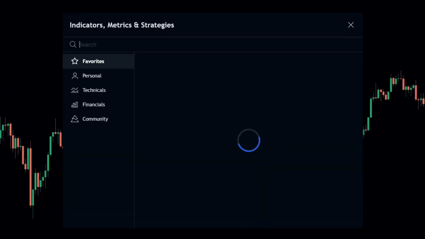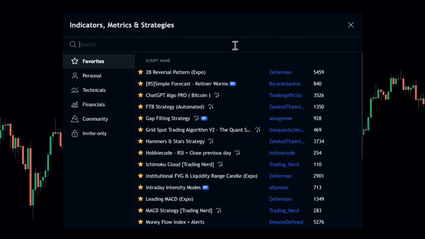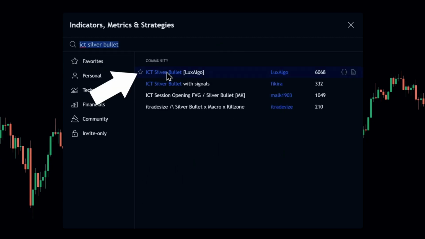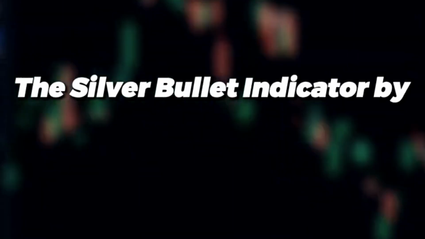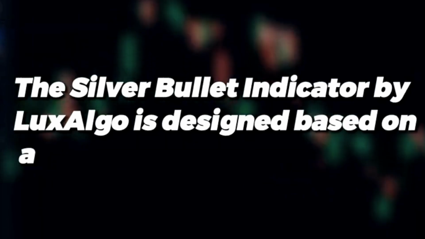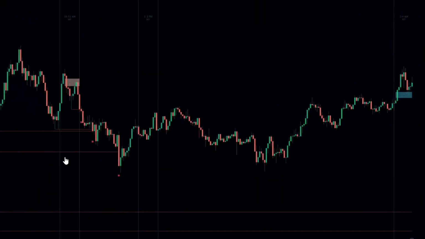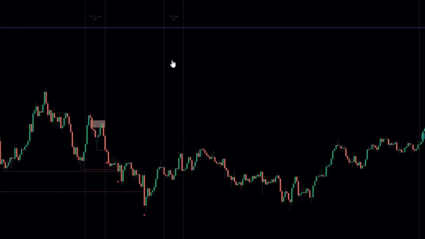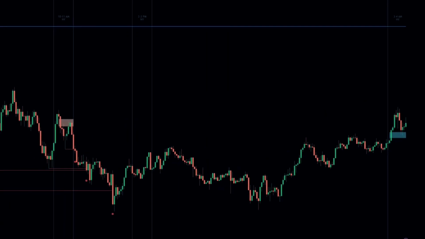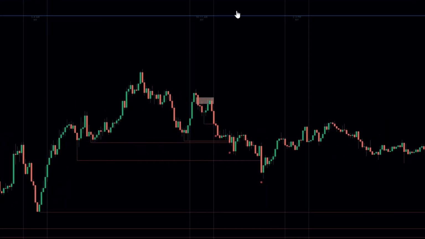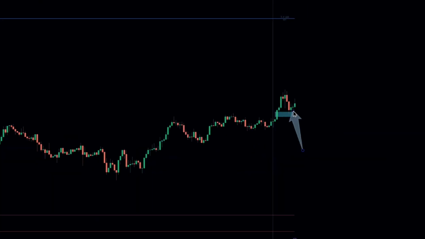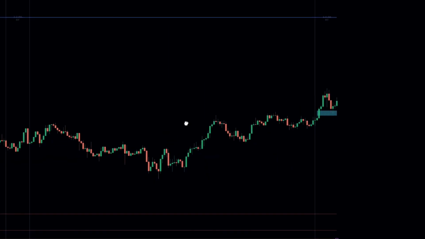After that, click on Indicators and search for the ICT Silver Bullet Indicator. Look for the one created by my favorite author, LuxAlgo. Big shout out to them. The Silver Bullet Indicator by LuxAlgo is based on a concept from ICT, or Inner Circle Trader. It's designed to identify and capitalize on fair value gaps that form during specific 1-hour intervals, known as Silver Bullet windows. These windows are preset times when the market has the potential for significant price movements. The indicator highlights potential support and resistance levels, as well as fair value gaps, which traders can use to their advantage.